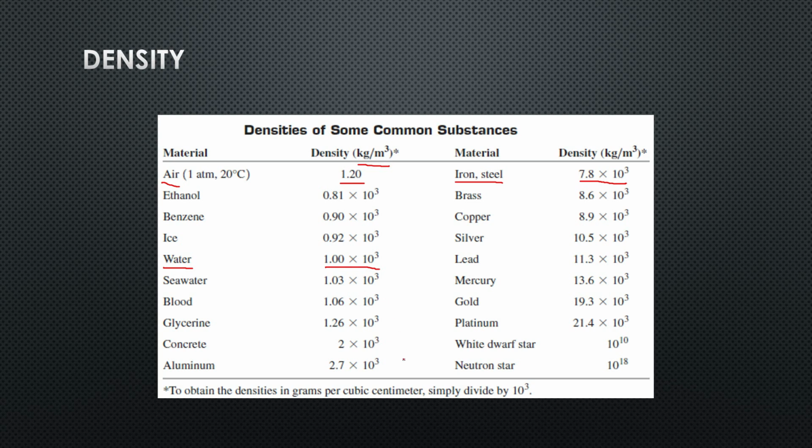The most commonly used in the problems are ice, glycerin, iron or steel, gold, and probably mercury. Most of them are used.